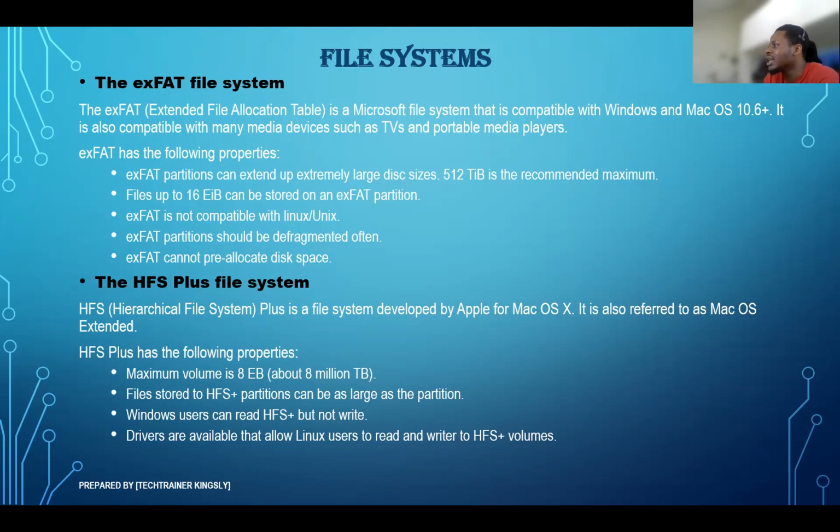Its properties include a maximum volume of 8 EB, which is equivalent to 8 million terabytes. So you see, NTFS is the bigger one. NTFS is 16 million terabytes, followed by HFS, which is second with 8 million terabytes. But the rest are all down at around 2 terabytes, and they don't even use them anymore, except for small and portable devices.